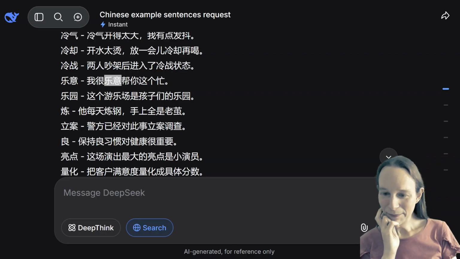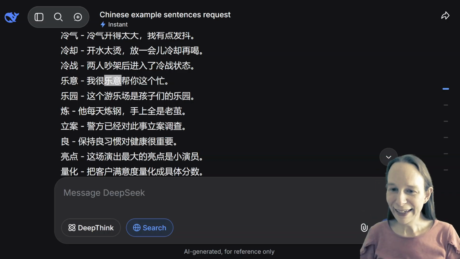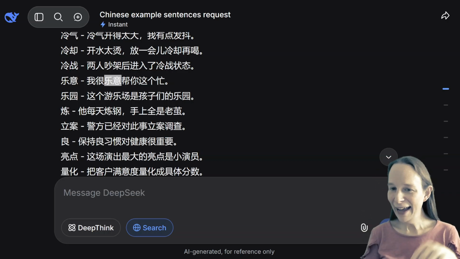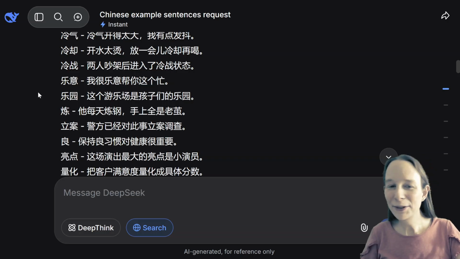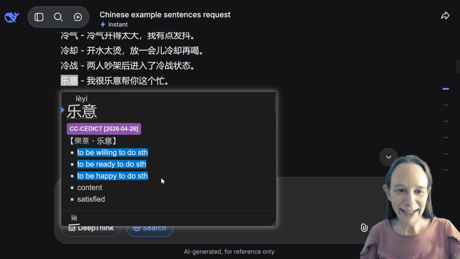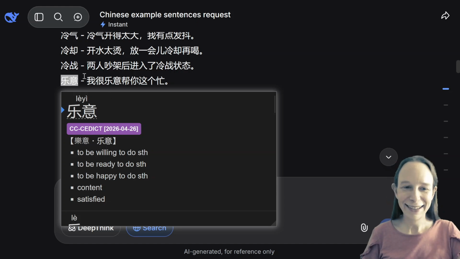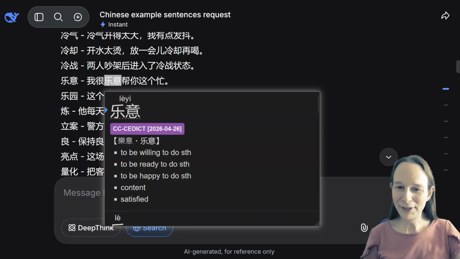It's like 愿意, right? I'm willing to do X, but instead of willing, it's like, oh, I'm all too eager to do X. 乐意. Ready, happy. Yeah, I'm happy to do this. Yeah, I'm happy to do something.